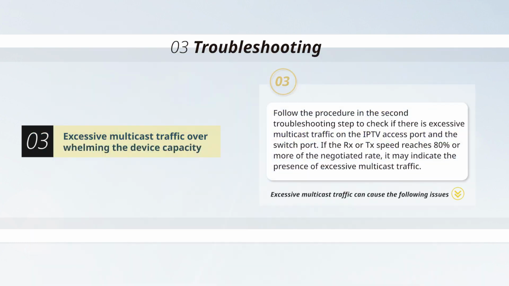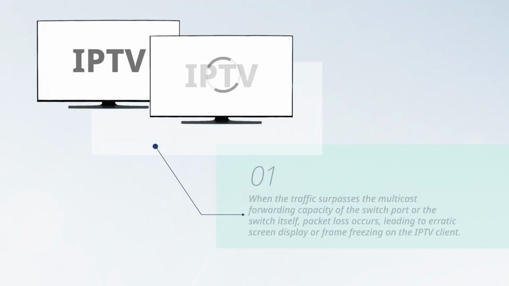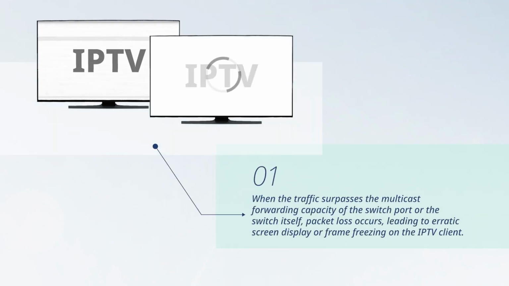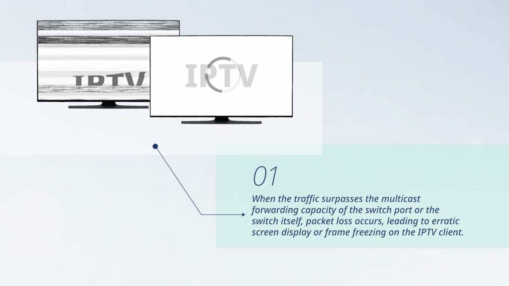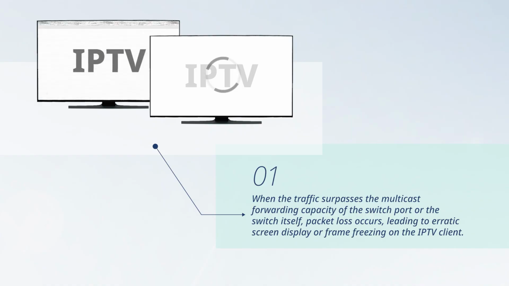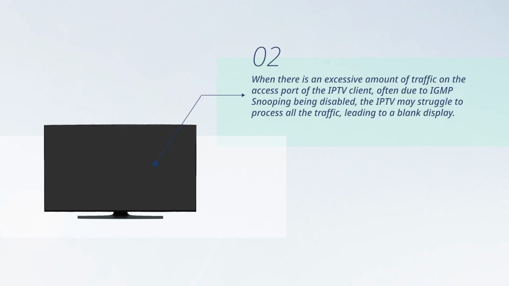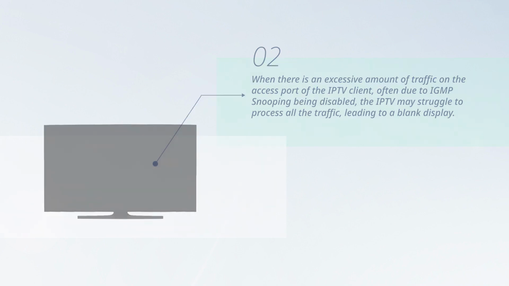Excessive multicast traffic can cause the following issues. First, when the traffic surpasses the multicast forwarding capacity of the switch port or the switch itself, packet loss occurs, leading to erratic screen display or frame freezing on the IPTV client. Next, when there is an excessive amount of traffic on the access port of the IPTV client, often due to IGMP snooping being disabled, the IPTV client may struggle to process all the traffic, leading to a blank display.